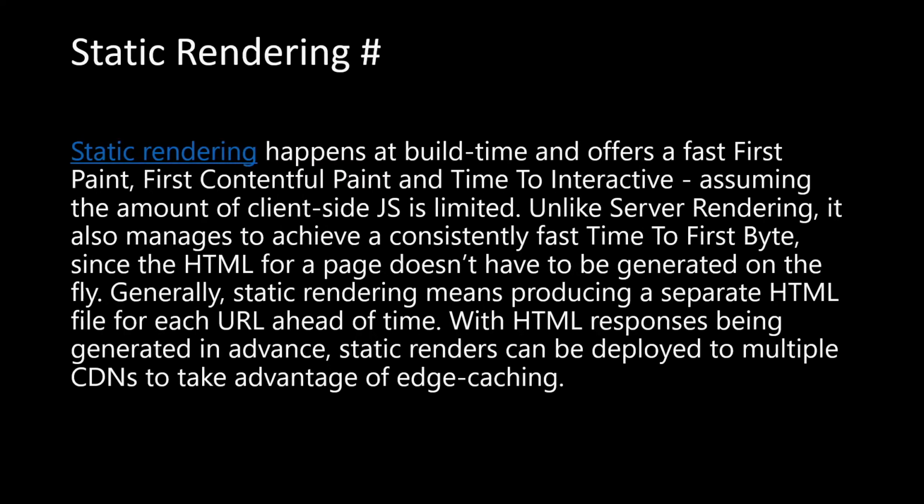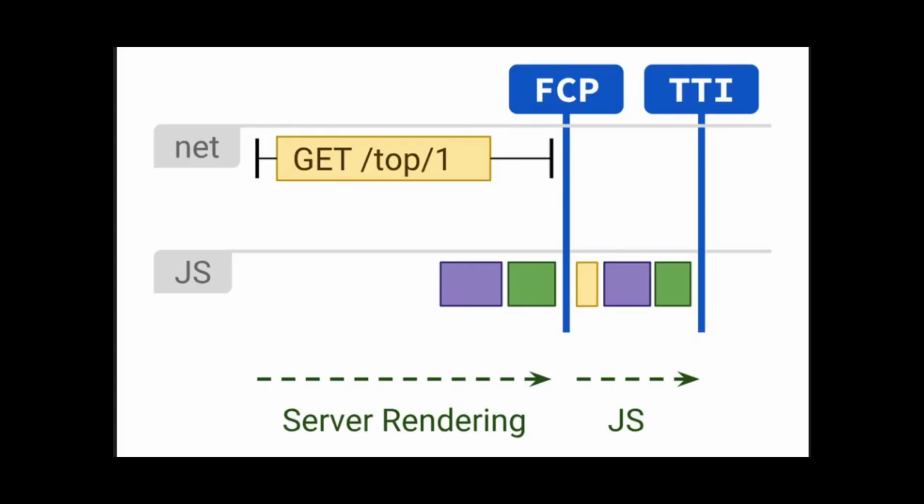We will also be talking about static rendering. Static rendering happens at build time and offers a fast time to interactive, assuming the amount of client-side JavaScript is limited. Unlike server rendering, it also manages to achieve a consistently faster time since the HTML for the page doesn't have to be generated on the fly. Generally, static rendering means producing a separate HTML file for each URL ahead of time, with HTML responses being generated in advance. Static rendering can be deployed to multiple CDNs to take advantage of edge caching.